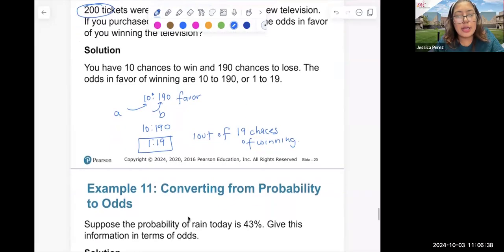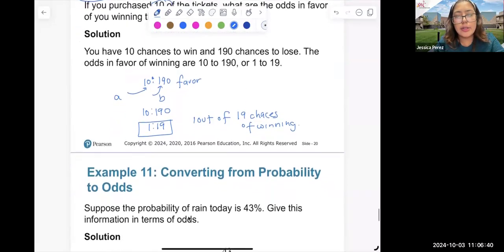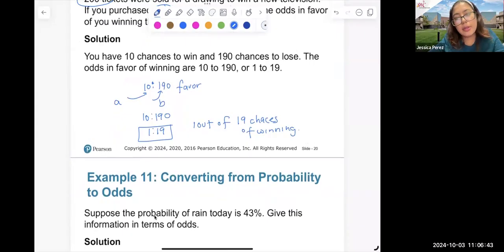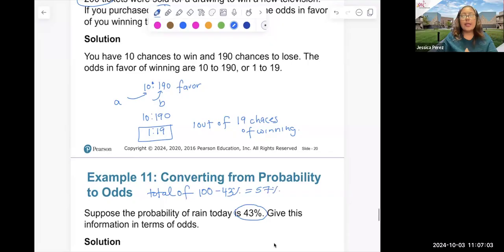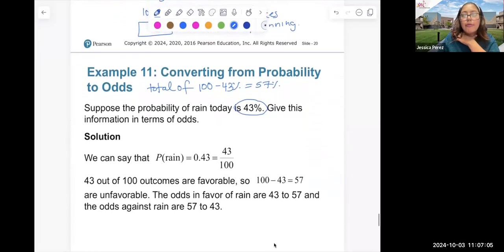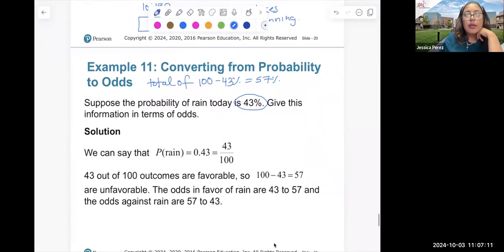Now, what if you're converting from probability to odds? Let's say the probability of rain today is 43%. Give it in terms of odds. The total is 100. If you remove 43, it gives you 57. So you have 57 against 43. The probability of getting rain is 0.43, or 43 out of 100.